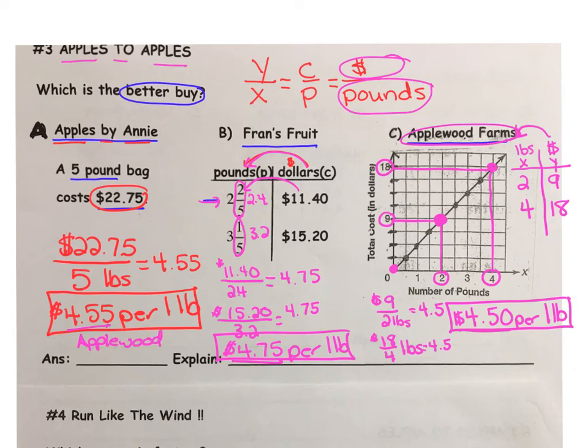And to write an explanation for this, it might sound something like this. The best buy is Applewood Farms, which has a unit price of $4.50 per 1 pound of apples. Divide the cost by the number of pounds to get the unit rate. Compare the unit rates to determine the better buy. Now you should have all these notes in your spiral notebook or on your worksheet. Now let's take a look at problem 4, which you will complete on your own.